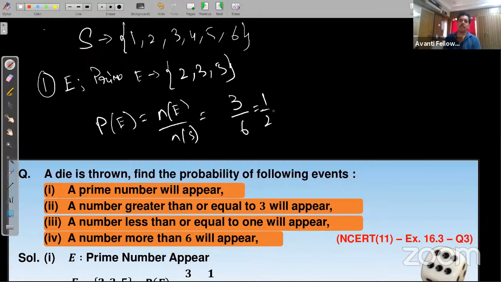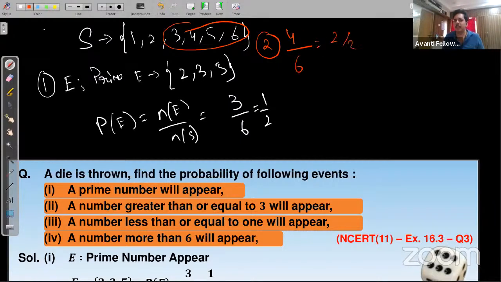Very good, guys. Now tell me the second one: number greater than or equal to 3 appears. How many elements are there greater than or equal to 3? Total 4. Total how many outcomes are there? 6. So it is 2 by 3. That's it. Very simple. Very good, guys.